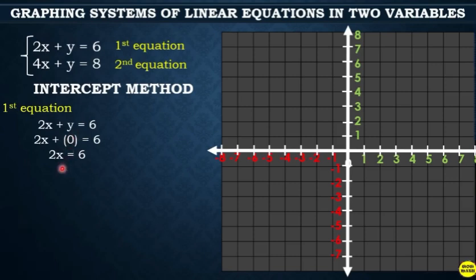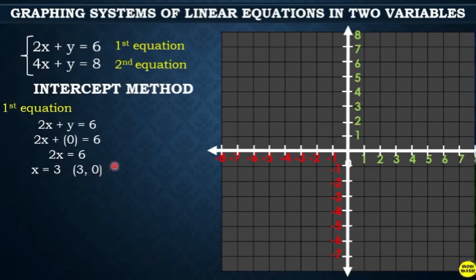Cancel na to. So, 6 divided by 2, pwedeng divide both sides by 2. So, kapag dinivide mo yan both sides by 2, makakancel na si 2. And then, 6 divided by 2, that is 3. So, we now have x is equal to 3. So, therefore, nakuha na natin si x-intercept. We will have (3, 0).